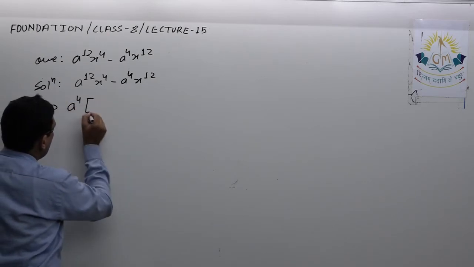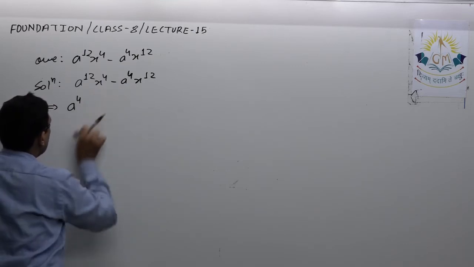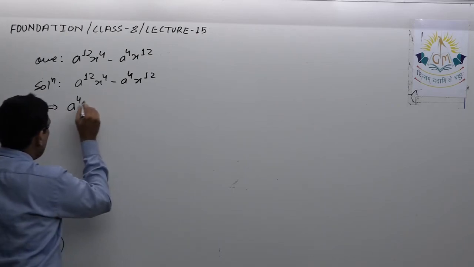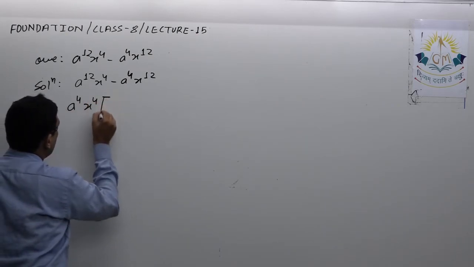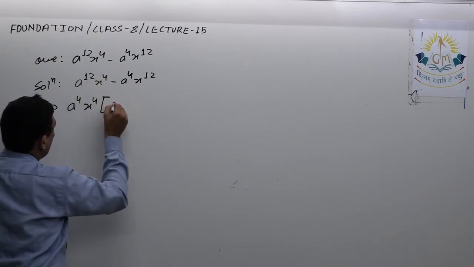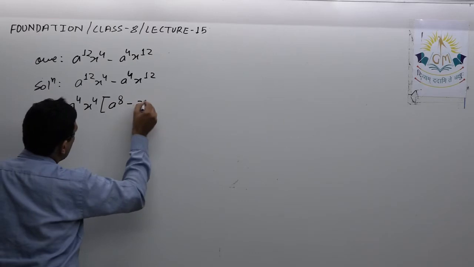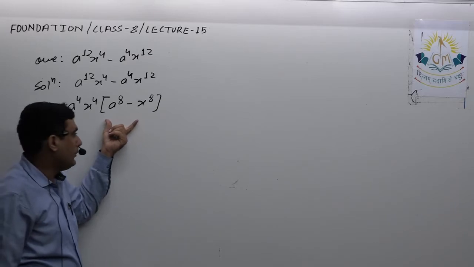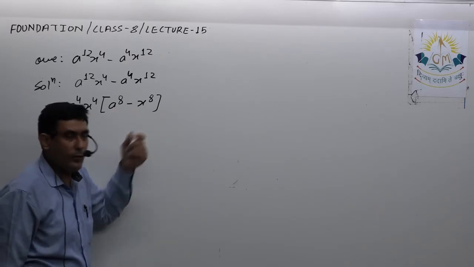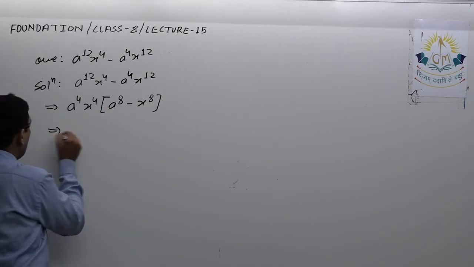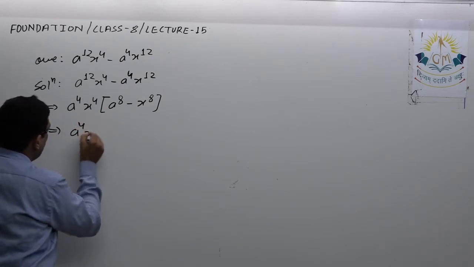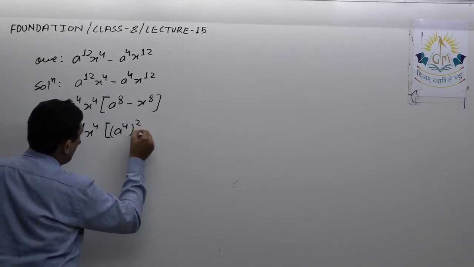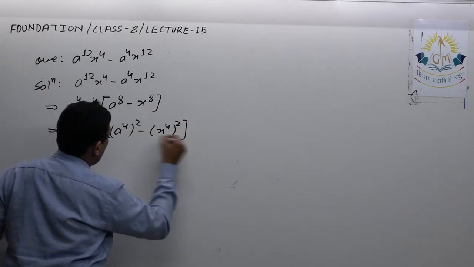As soon as I take a raised to 4 common, also you can see this has x raised to 4, here we have x raised to 12. So along with a raised to 4, I can take x raised to 4 common as well. So here I will be left with a raised to 8 minus x raised to 8. And this expression, just now we saw how to solve this type of expression. Over there it was x raised to 8 minus y raised to 8. So this is almost similar. So here I am solving it completely: a raised to 4 whole square minus x raised to 4 whole square.